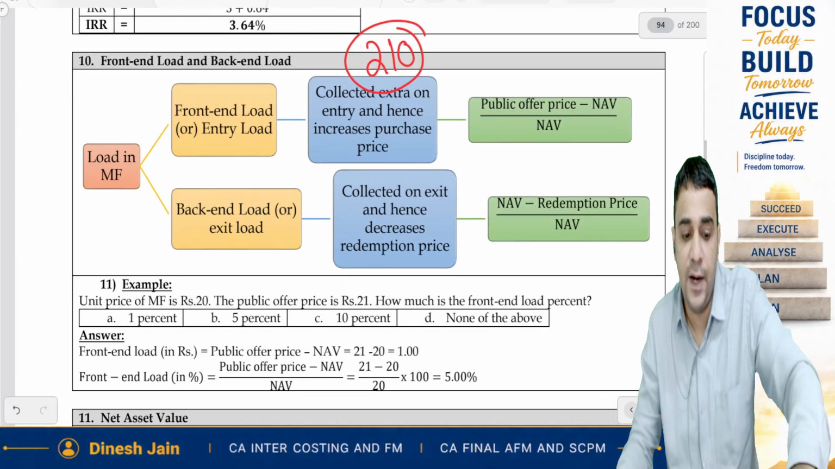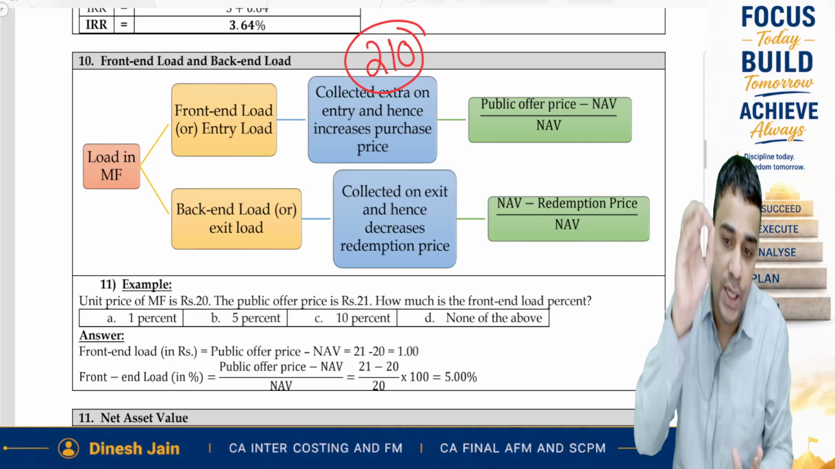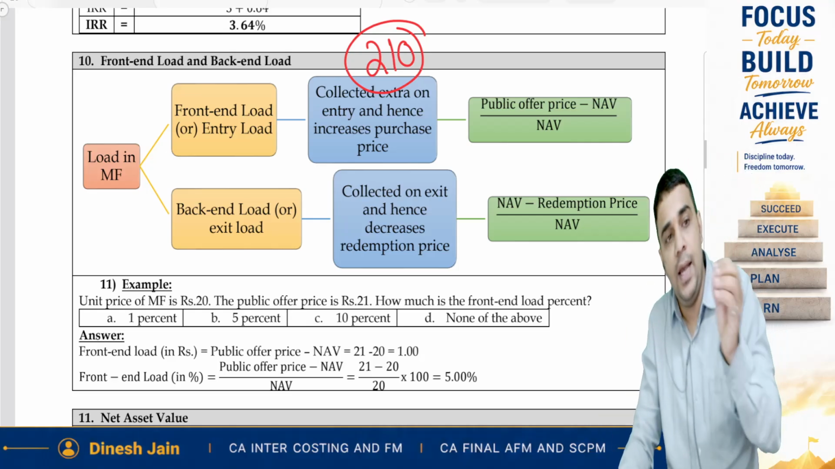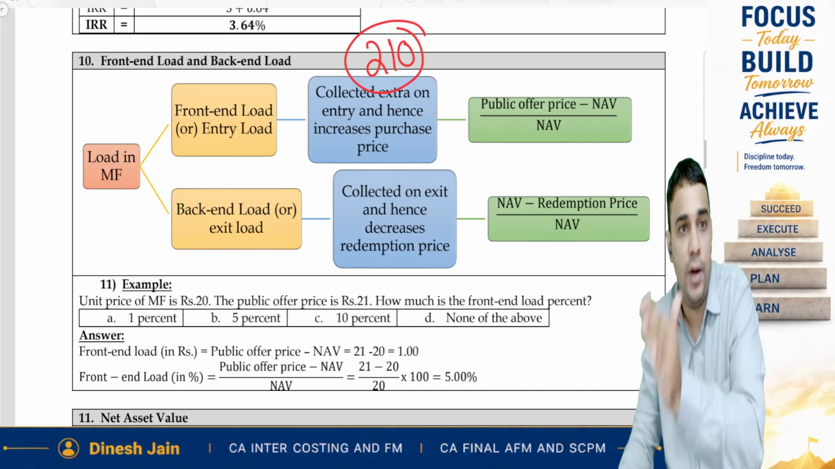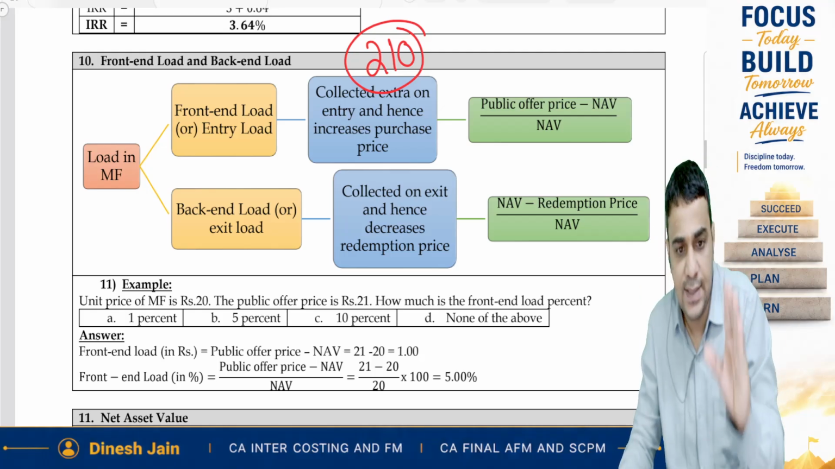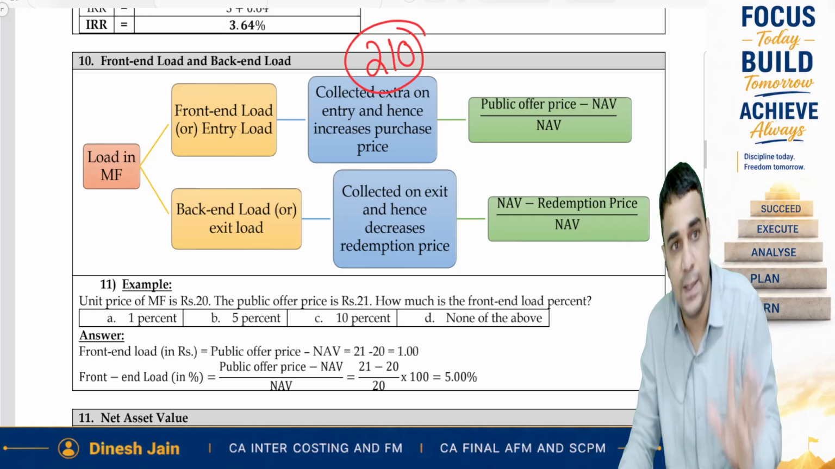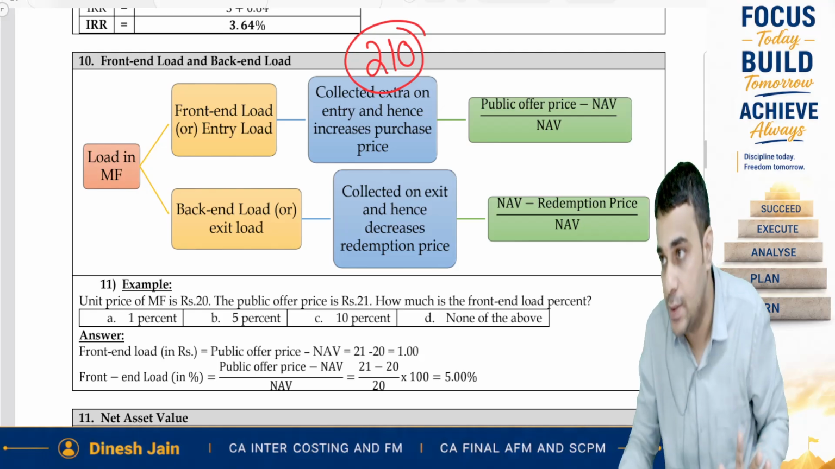And the last part, front end load and back end load. Front end load is an entry load, an additional charge on day one. Exit load is on the last day. Exit load is taken out from your exit value, and entry load is added to your entry value. Please complete your examples with the class only. Then only you will get a grip on this area.